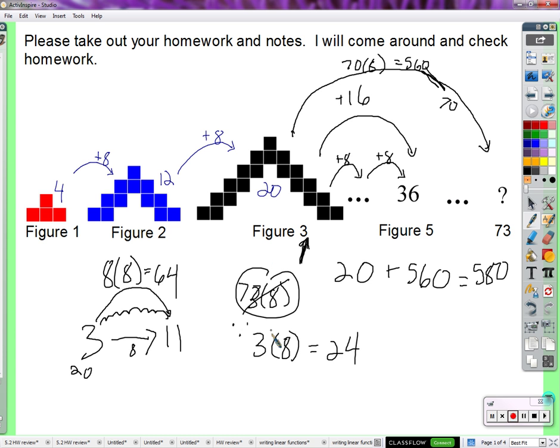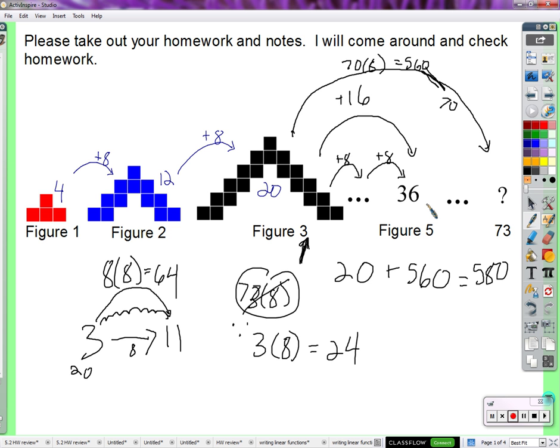Take a look at why 73 times 8 is not quite what we're looking for. Let's try going from figure 1 to figure 3. So I'm trying to figure out figure 3. How many times do I go up by 8 to get to figure 3? Twice. Not 3 times, only twice. How many times would I go up by 8 to get to figure 5? Four times. So you go up by 8 4 times.